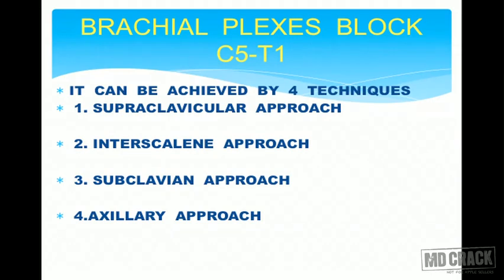It can be achieved by four techniques: supraclavicular approach, interscalene approach, subclavian approach and axillary approach. These are four approaches by which this brachial plexus block could be achieved. I am going to talk in detail about each of them.